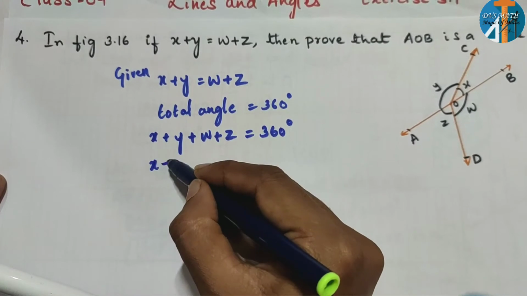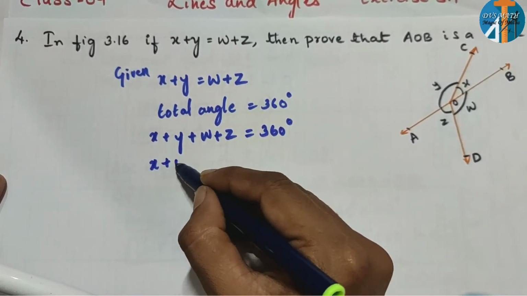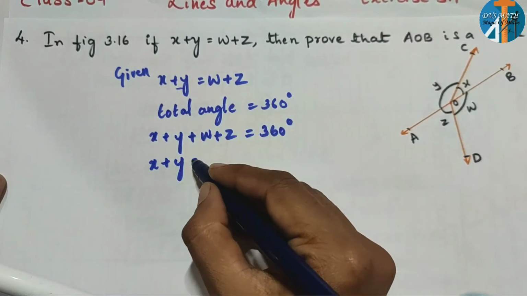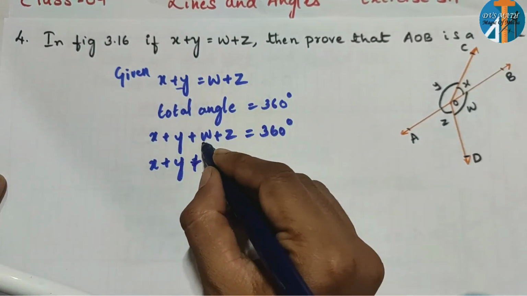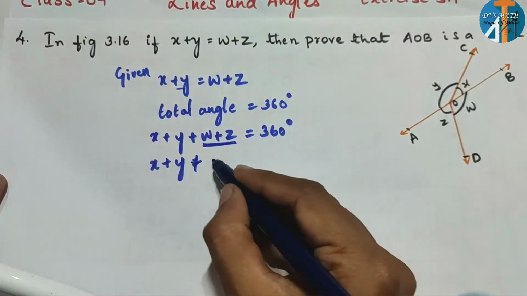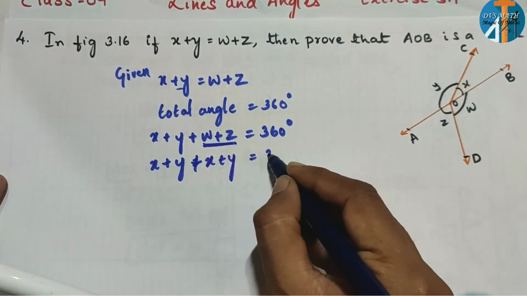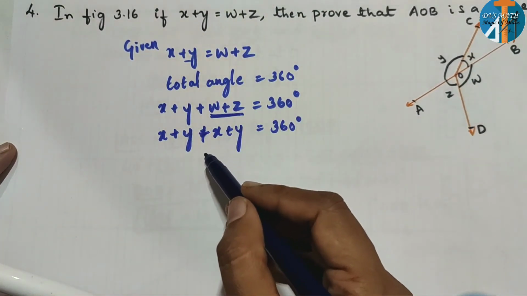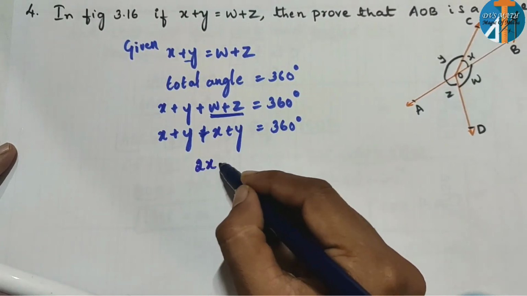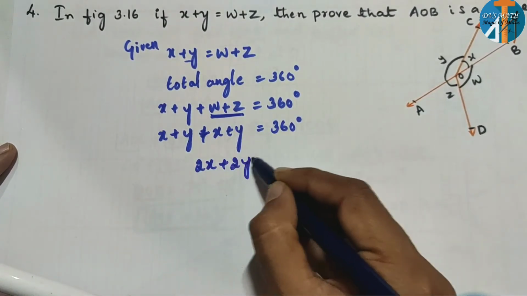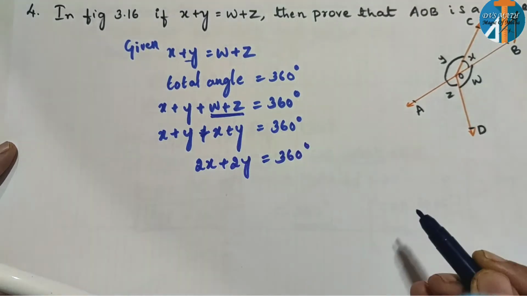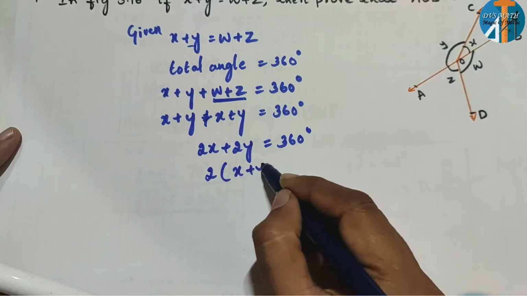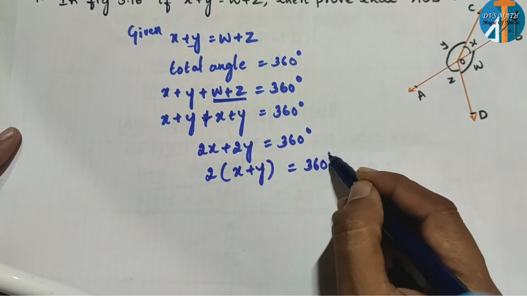Now x plus y be as it is. Now w plus z, we can write it as x plus y. So in the place of w plus z, we are substituting x plus y, so x plus y plus x plus y is equal to 360 degree. Now how many x are there? How many y are there? x plus x, you will get 2x. y plus y, you will get 2y, is equal to 360 degree. Now what is common in between these two? 2 is common, right? So 2 times (x plus y) is equal to 360 degree.